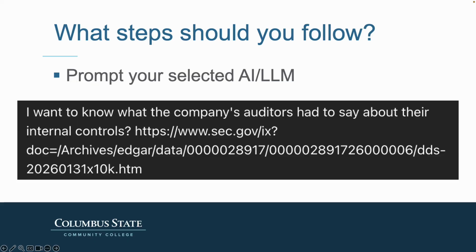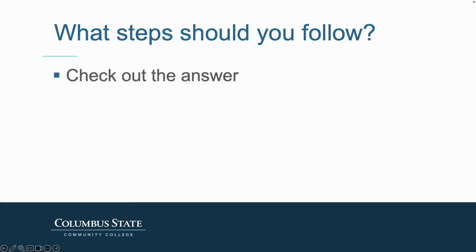If you choose to do the internal control question, you could do it the same way I did. You can say, tell me what the auditors have to say about internal controls. And then it can say which company. You can go through the same prompting for either. I just showed one in each method. Regardless, you need to get an answer from your chosen AI LLM. Their answer to the question.